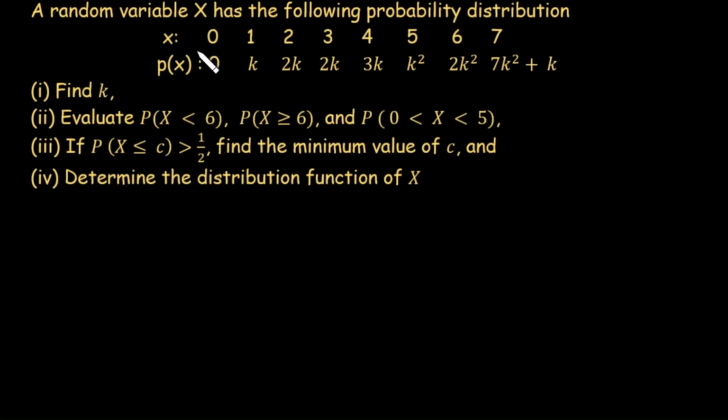So what is given to us? We have the random variable capital X and we have the corresponding values from 0 to 7. Here the probability corresponding to each random value we have in terms of k. So सबसे पहले आपको k की वैल्यू निकालनी है.